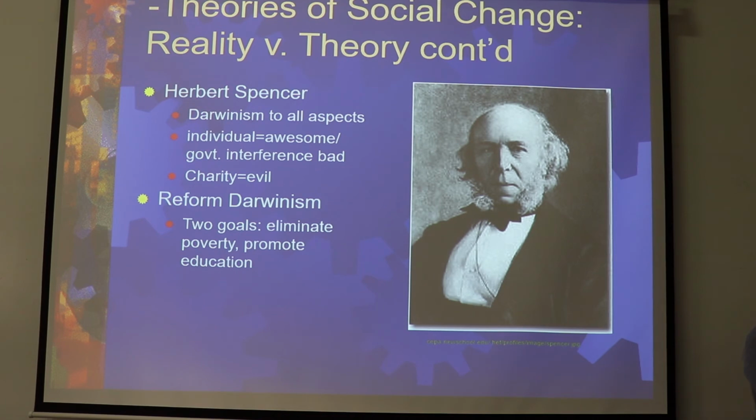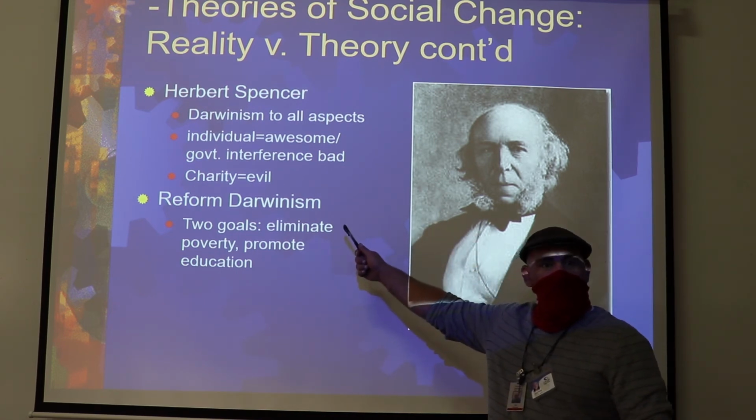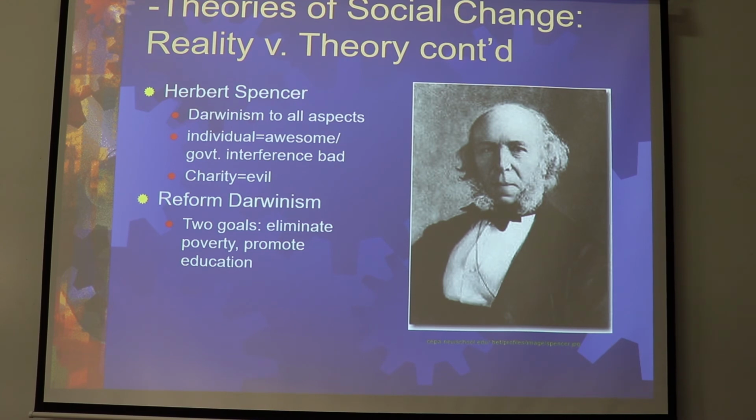You also have Reformed Darwinism that says, no, Spencer, you're totally wrong. We're humans, we are not animals. Basically, God gave us the ability to get together, and their two goals that would help out society were to eliminate poverty and to promote education.